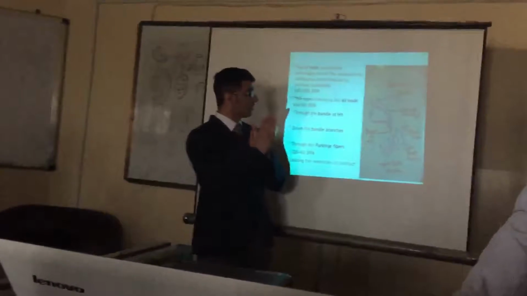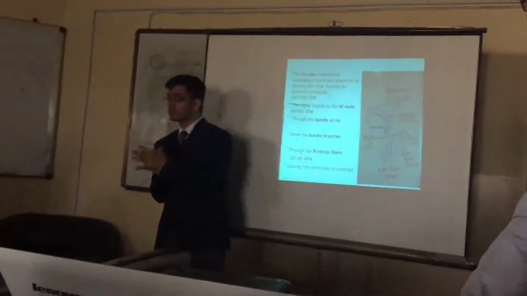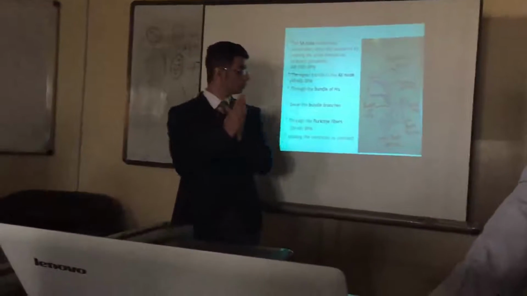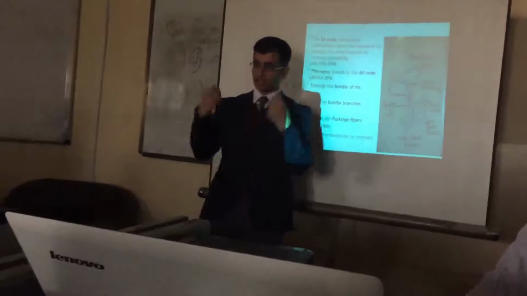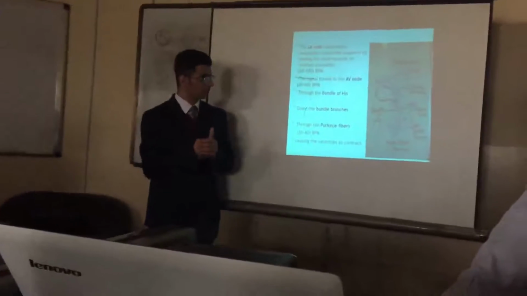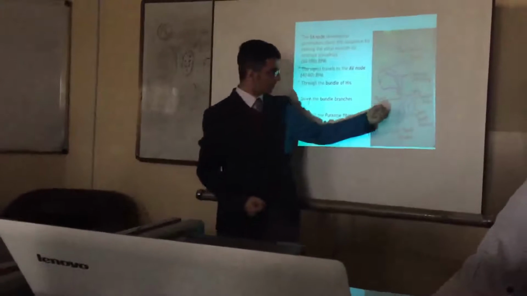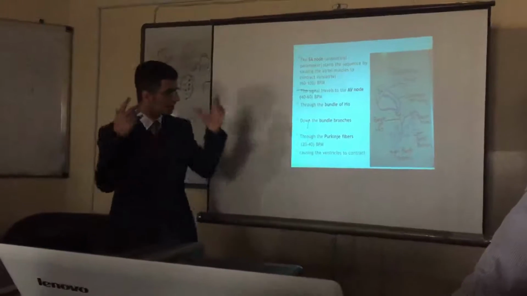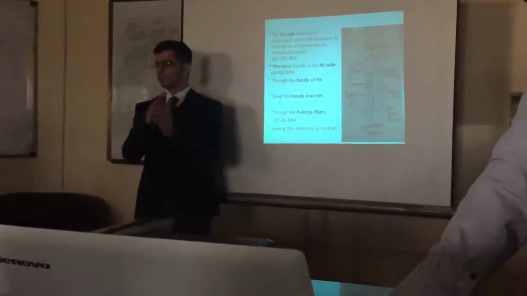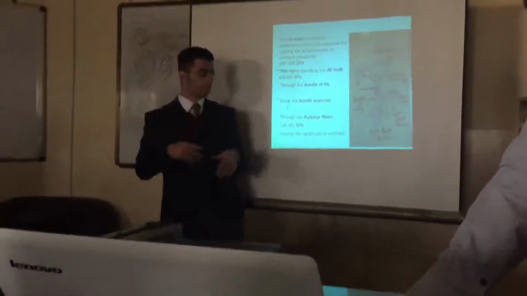One thing: if the SA node fails to provide the shock, the AV node is going to provide it, but at fewer beats per minute. If the AV node fails, the Purkinje fibers are going to provide this shock. If the Purkinje fibers fail, then the patient is going to die.